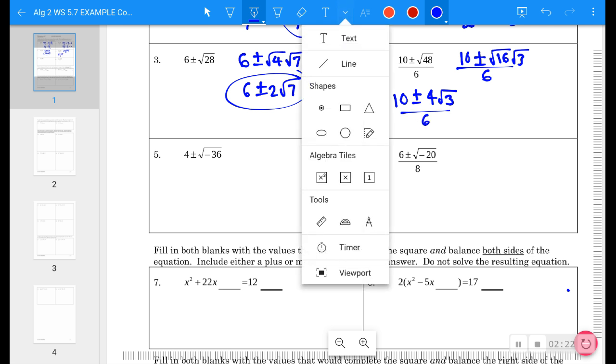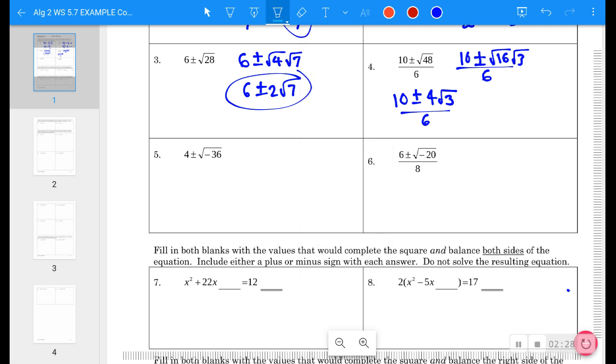Now this one actually has to be taken a step further here. I don't know where my pointer went. I'll have to highlight this. The 10, the 4, and the 6 all divide by 2. So we'll cancel or simplify this to 5, 2, and 3. And now we have our final answer of 5 plus and minus 2 root 3 over 3.